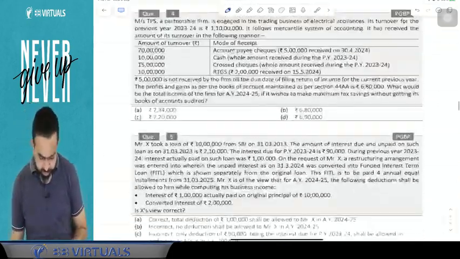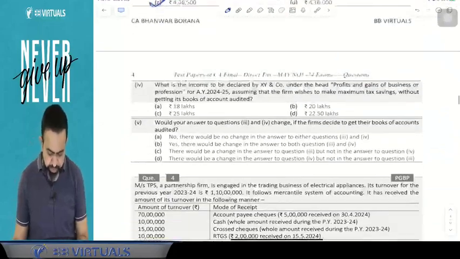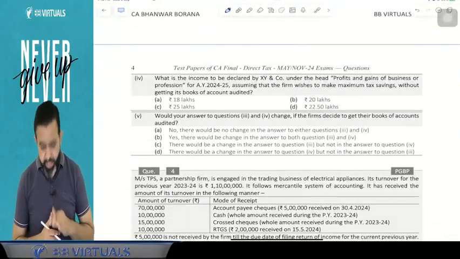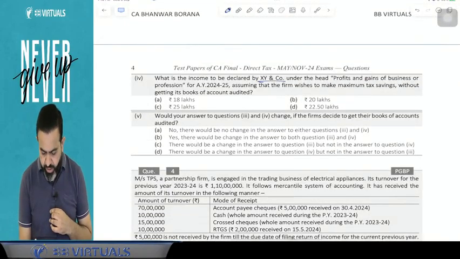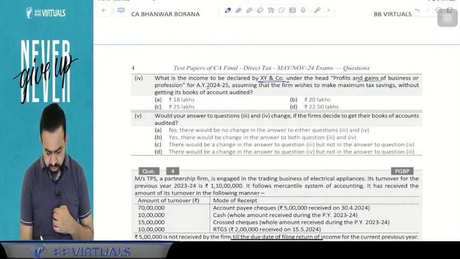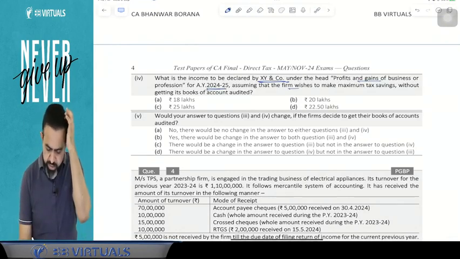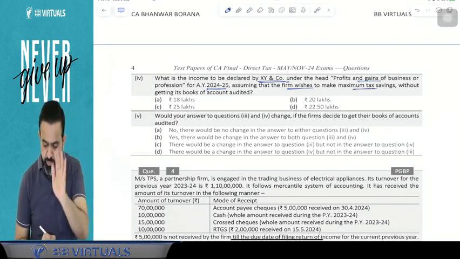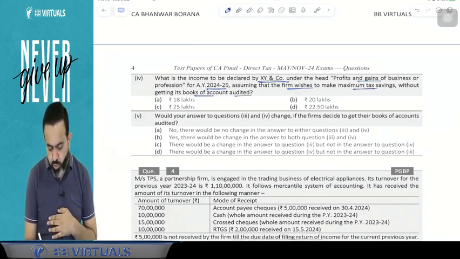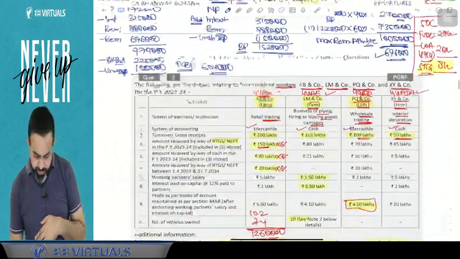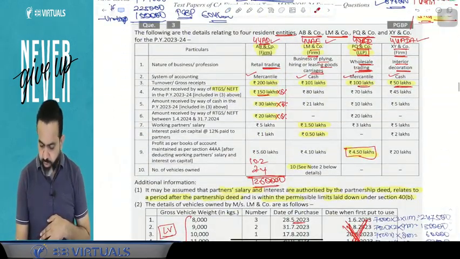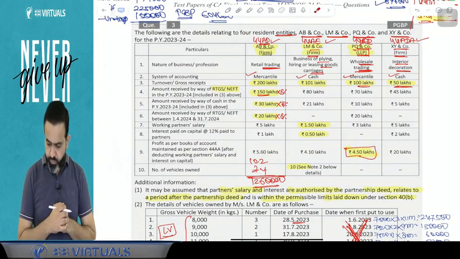Now one more question. Next question, all people pay attention. What does the next question say? What is the income to be declared by XY and company under the head PGBP for assessment year 24-25, assuming that the firm wishes to make maximum tax saving without getting its books of accounts audited? So here, XY and company is an interior decorator.